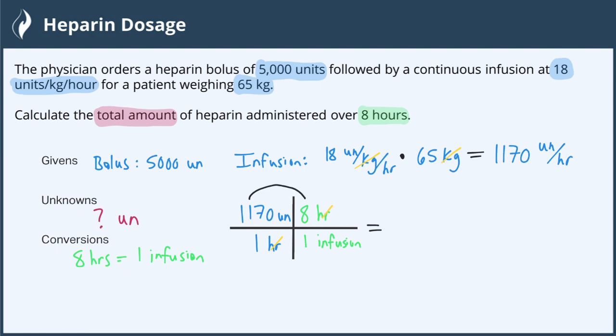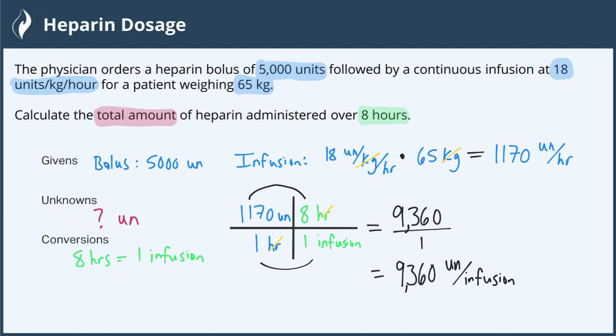So 1,170 times 8 comes out to be 9,360. And on the bottom, we have 1 times 1, which is 1. Now, when you divide 9,360 by 1, you're still going to get 9,360. And we have units in the infusion.